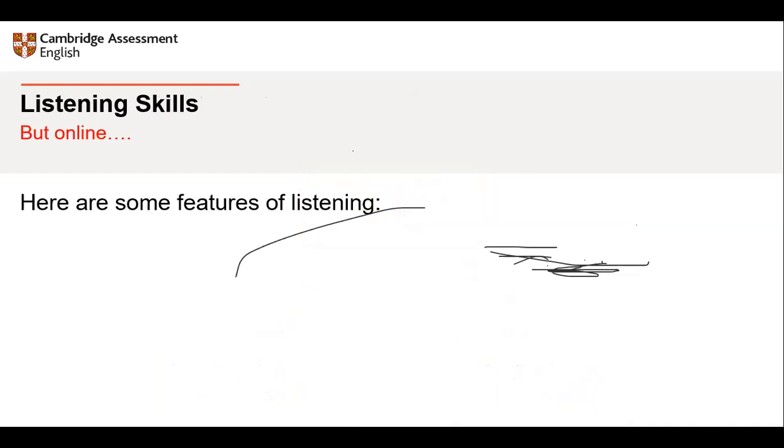to listening in general. But during online remote teaching, we need to go back and reflect and maybe adjust our mindset towards those features and those skills. For example, we can say that listening is transitory. There is no record of what you hear.